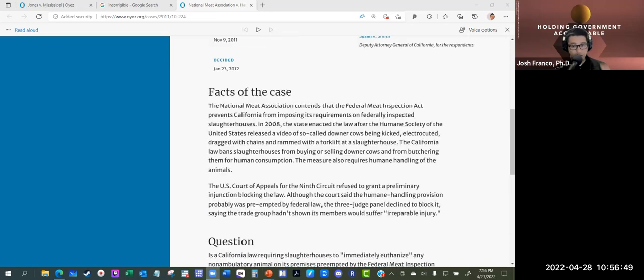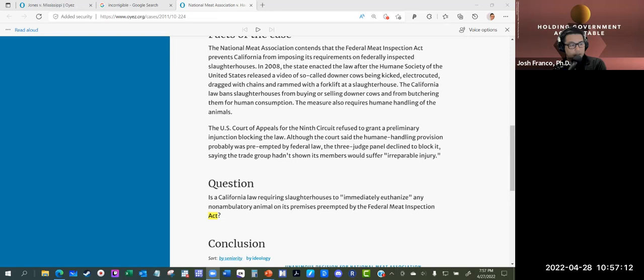And so the slaughterhouses sued the state of California, saying that your state law actually shouldn't stand because there's a federal law that would supersede or preempt your state law. And preemption means basically that the federal law is first and foremost, and that controls or should control the behavior in this case of a private sector slaughterhouse. So the question is for the court: is a California law, a state law requiring slaughterhouses to immediately euthanize any non-ambulatory animal on its premises preempted by the Federal Meat Inspection Act?